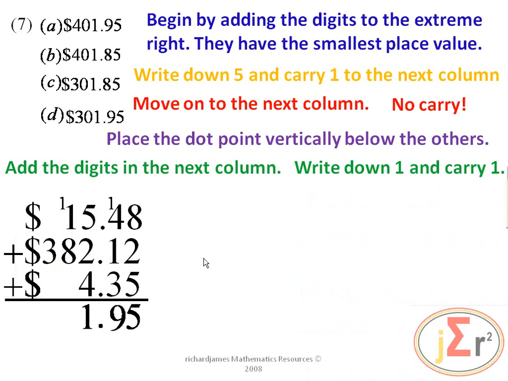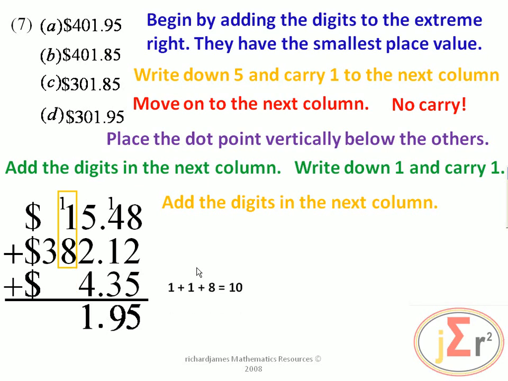What do we do next? We go to the next column and we add the digits there. What are the digits that we add there? 8 plus 1 plus 1. Alright, so we have 8 plus 1 plus 1, and that will give what? 10. Okay, so 8 plus 1 plus 1 is equal to 10.